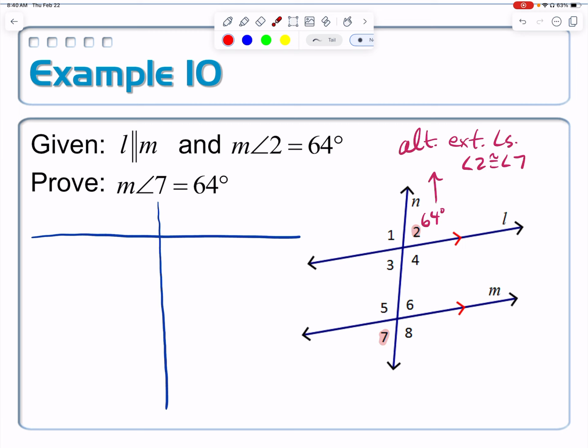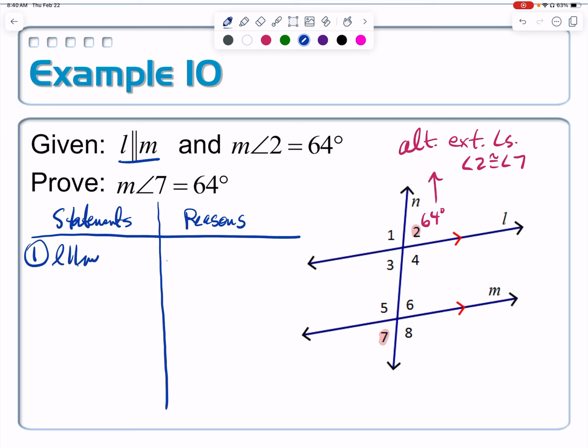So on our proof here, we'll start with just the first piece of given information, that the lines are parallel. And then we want to make a deduction based on those two lines being parallel. So we're going to apply one of the theorems or the postulate, whatever is appropriate. And what's appropriate here is that the alternate exterior angles are congruent.